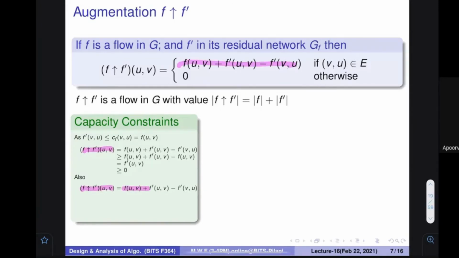FUV plus F dash UV minus F dash VU. Since it is a negative term, if I drop this term, then I would get these things. But since the negative has been dropped, I can say that this particular quantity is less than this particular quantity. Any questions on that?